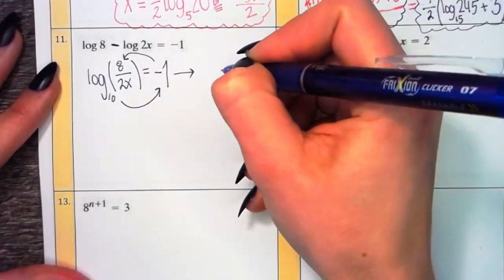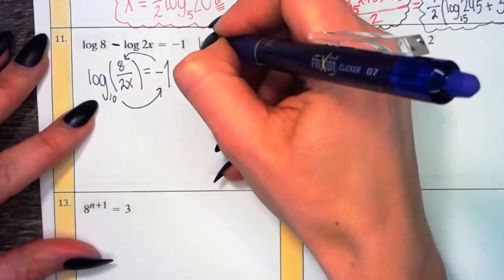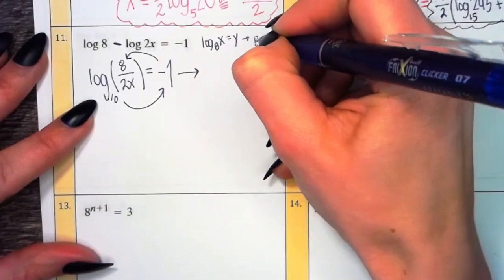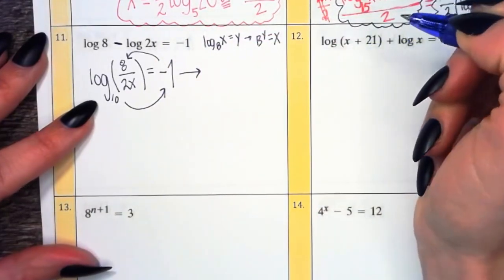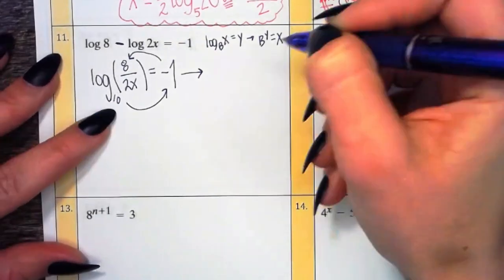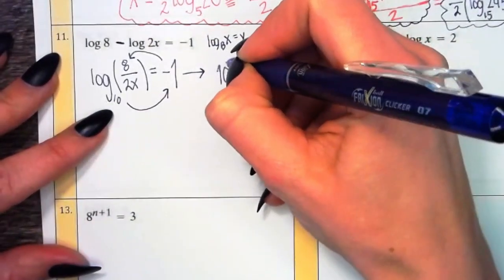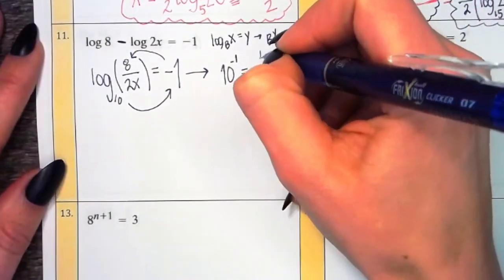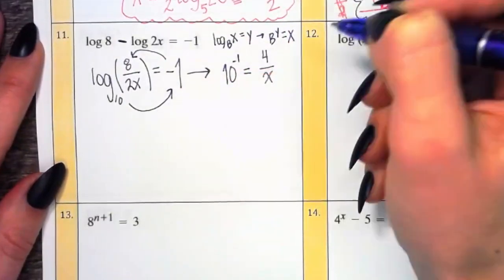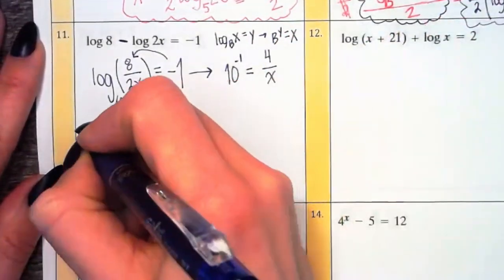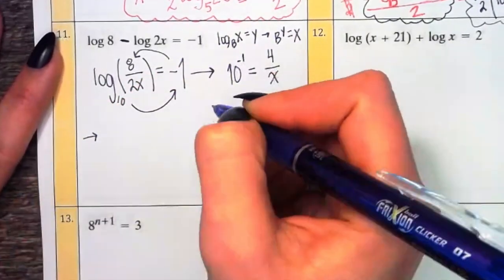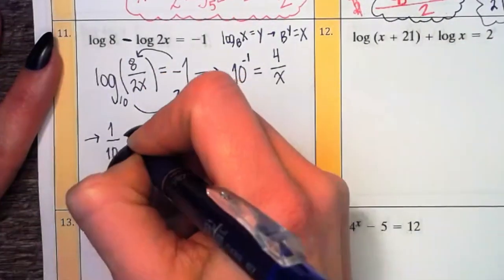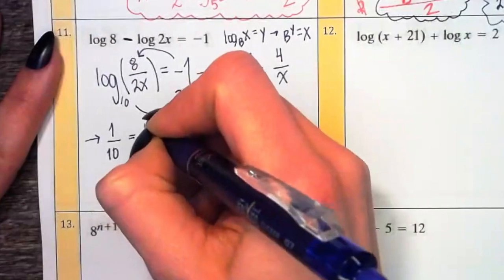So what am I changing this to? This is log base b. So log base b of x is y. And I'm going to change it into b to the y equals x. Beautiful. B for beautiful. So that'll be 10 to the -1 equals 8 over 2x, which does reduce and simplify to 4 over x. So we can write it like that. Now, next step, what's 10 to the -1? 10 to the -1 is really 1 over 10 equals 4 over x.